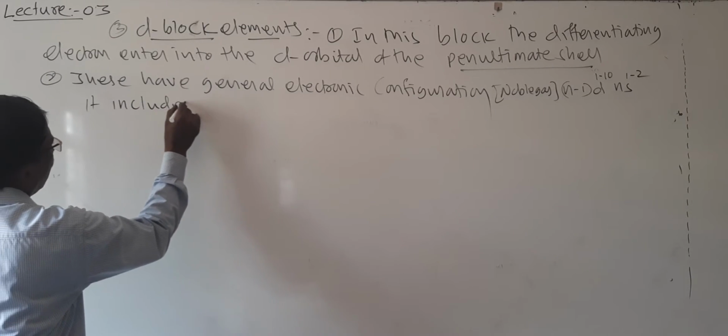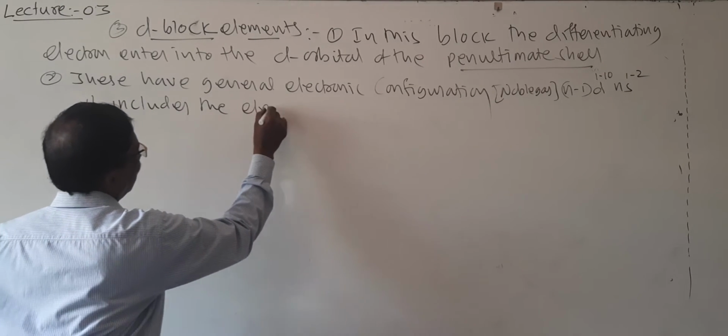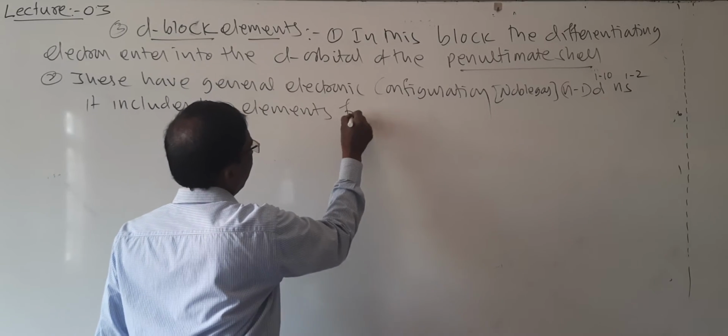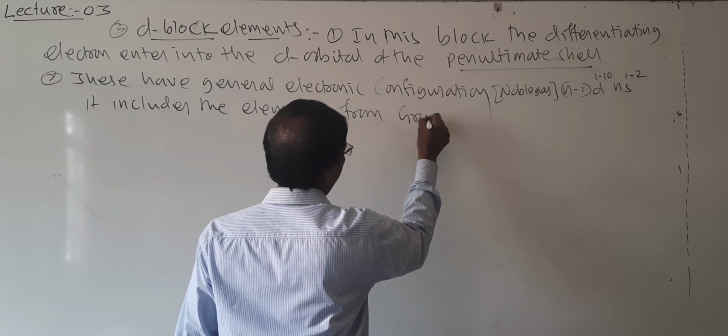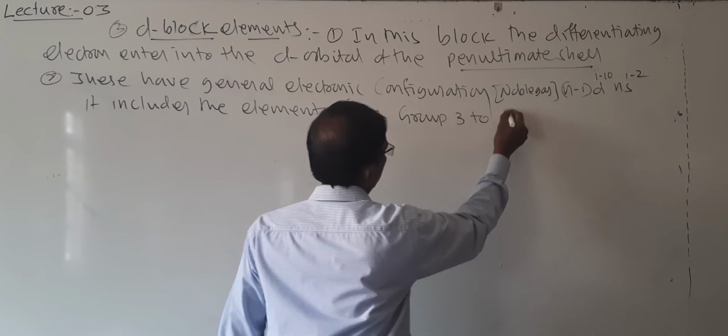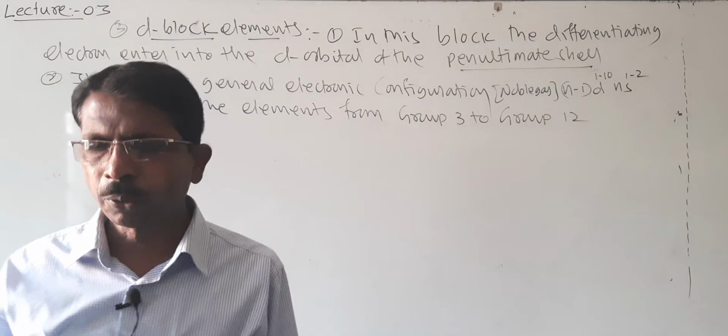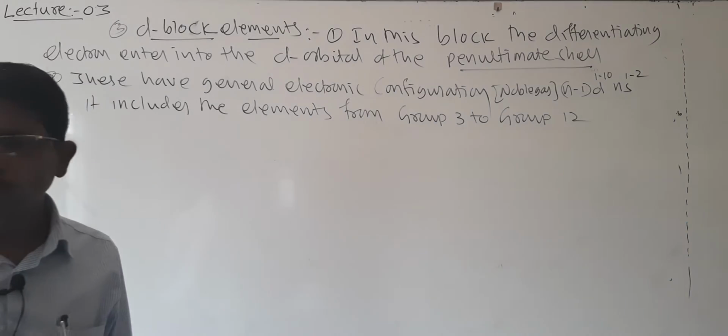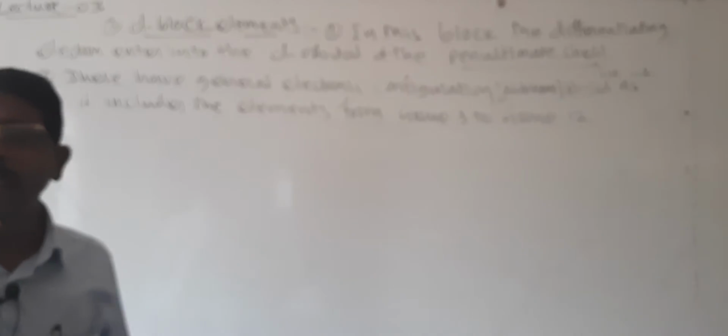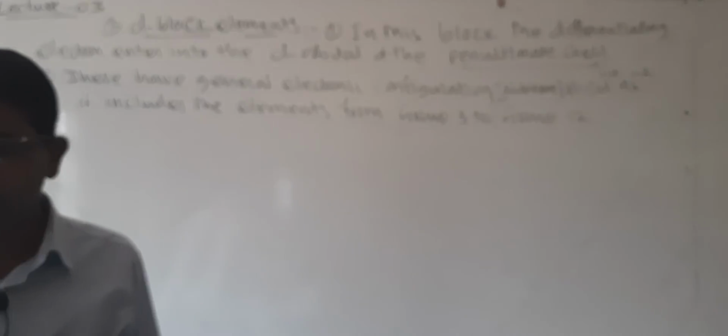It includes the elements from group 3 to group 12. So group 3 to group 12 come in the D block, understood?